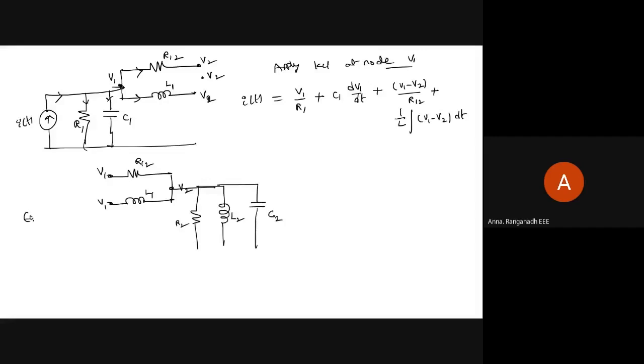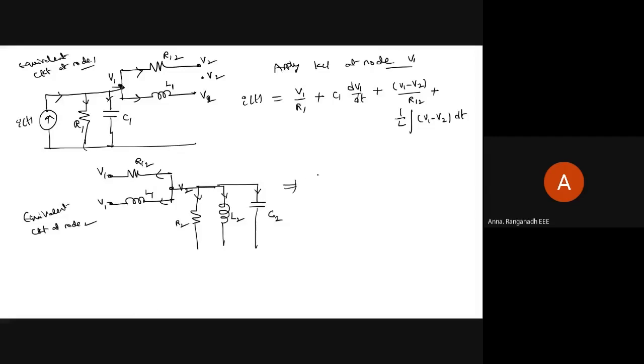This is the equivalent circuit at node 2, and that was the equivalent circuit at node 1. For node 2, there is no input current f of t, so all should be considered leaving currents. So the sum of leaving currents equals 0.